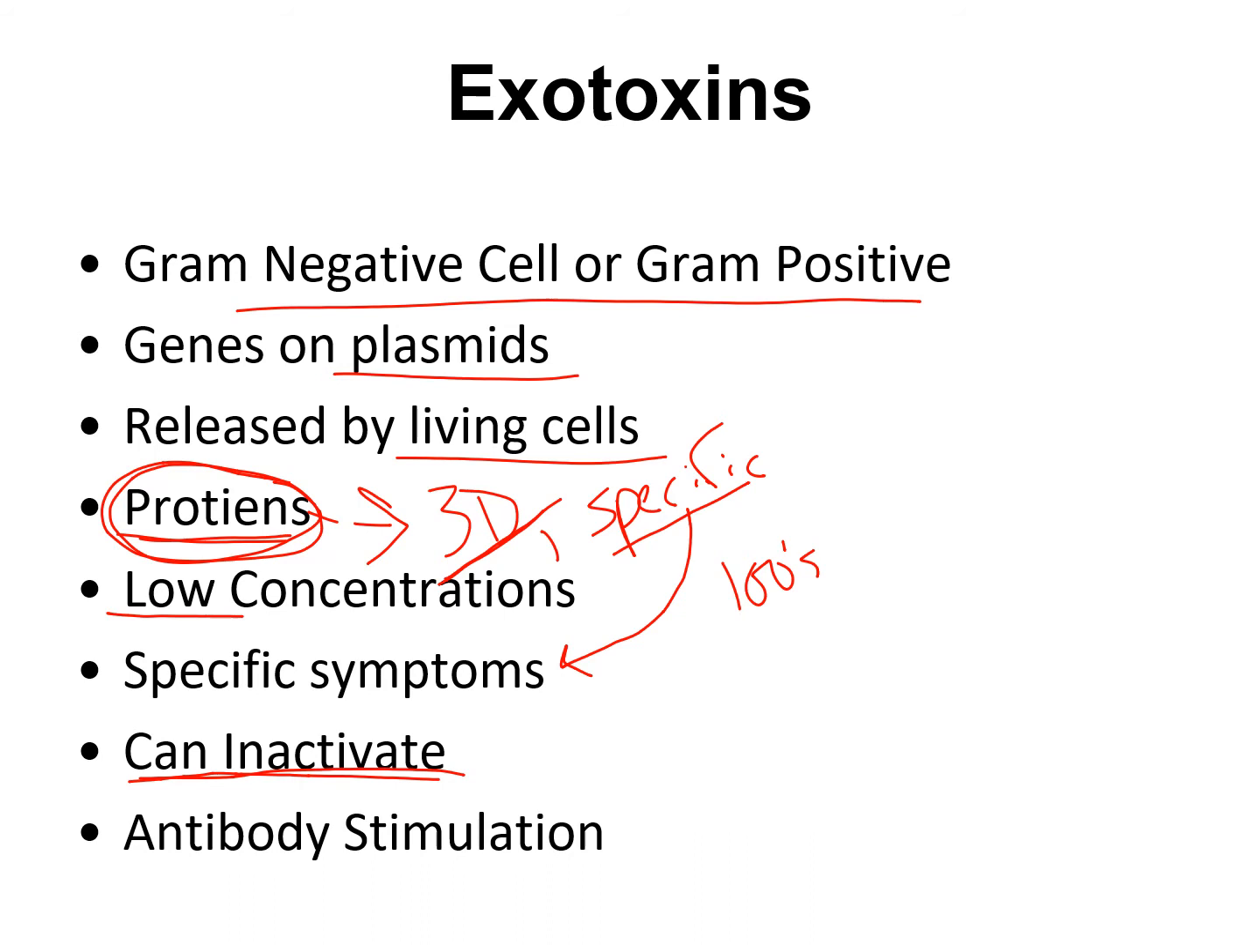Also, because they are proteins, your body can make antibodies to them. So it is possible to have antibody production against an exotoxin, which also means, hypothetically, we can produce vaccines for them. So it is possible to produce vaccines for exotoxins.